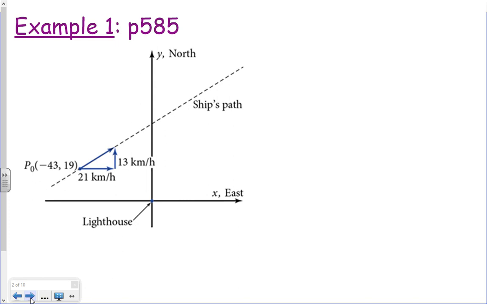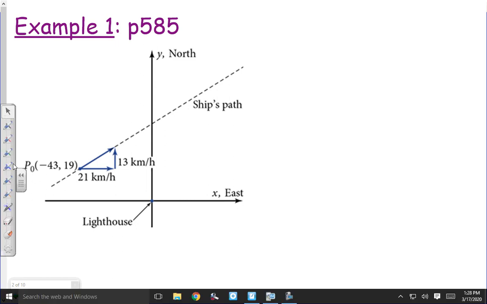For part A, it says write parametric equations for the ship's path using t in hours as the parameter. To write the equation, we can go from the sketch they've given us. Since it's moving at a constant rate, both horizontally and vertically, that is both north-south and east-west, we can simply write linear equations to represent these two parts.